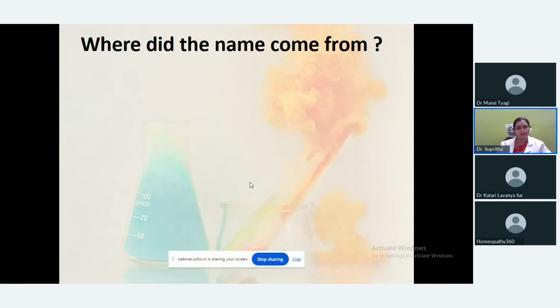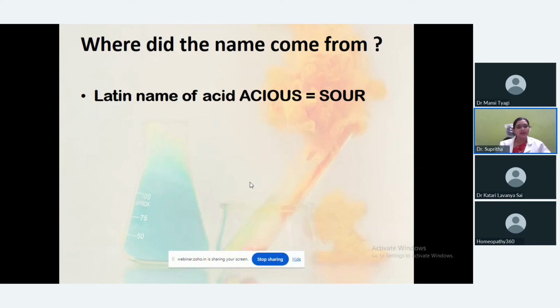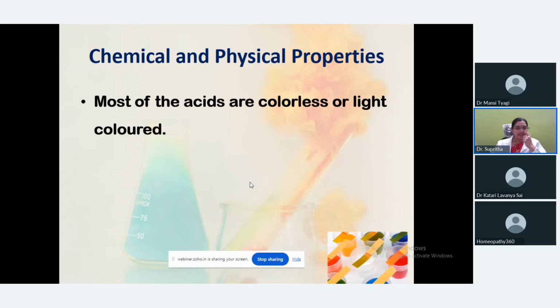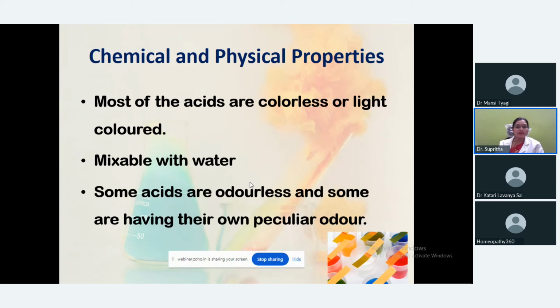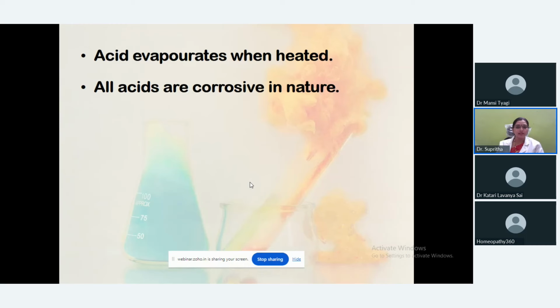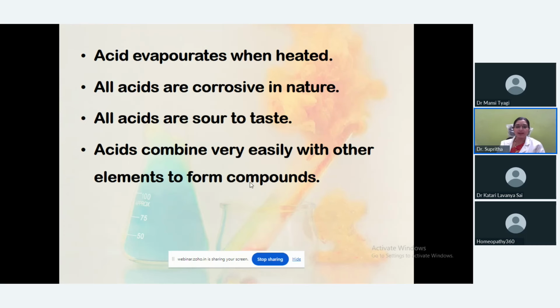So where did the name come from? It is coming from Latin acidus, that means sour. Coming to the origin, acids are derived from the mineral kingdom and vegetable kingdom. So what are the physical and chemical properties of the acids? It's a brief introduction. Most of the acids are colorless or light colored. They are miscible with water. Some acids are odorless and some have their own peculiar odor. Acids evaporate when heated. All the acids are corrosive in nature. All acids are sour to taste. Acids combine very easily with other elements to form compounds.